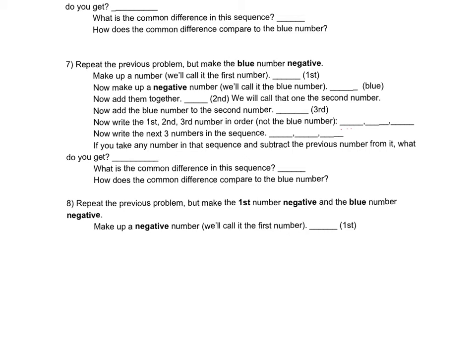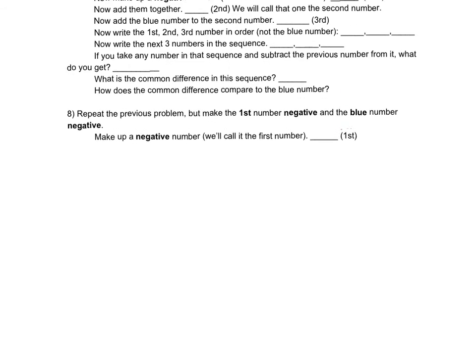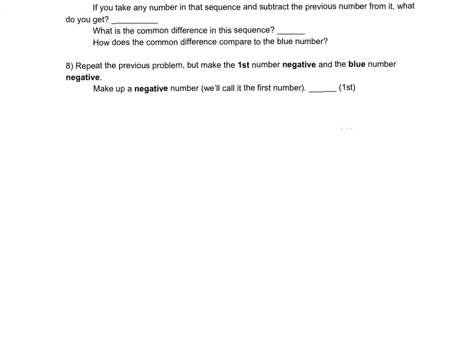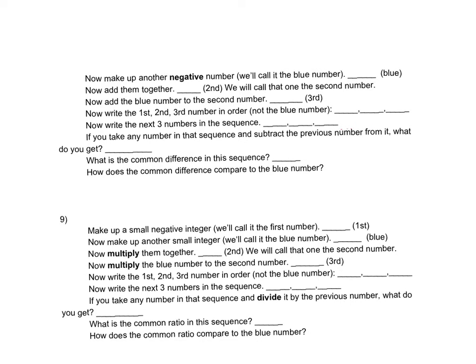Okay, now I'm going to ask you to, again, do the same thing. You're going to repeat the previous problem, but we're going to start off making the first number negative and the blue number negative. So try that same thing that you just went through, and this time you're going to start off making your first number a negative number, and your blue number is also going to be negative. Go ahead and try that same process. All right, we should have also gotten that the common difference is the same as the blue number.